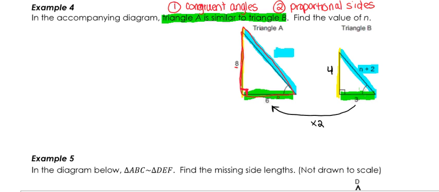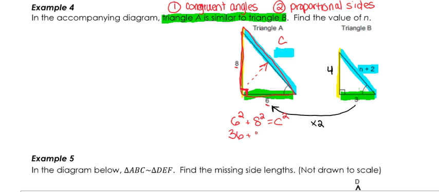And I know 2 out of the 3 sides. Anytime I know 2 out of the 3 sides in a right triangle, I can always use the Pythagorean theorem to find the length of the third side. So I'm going to let this be c, or my hypotenuse in the big triangle. And I know that the square of the shorter leg plus the square of the longer leg is equal to the square of the hypotenuse.